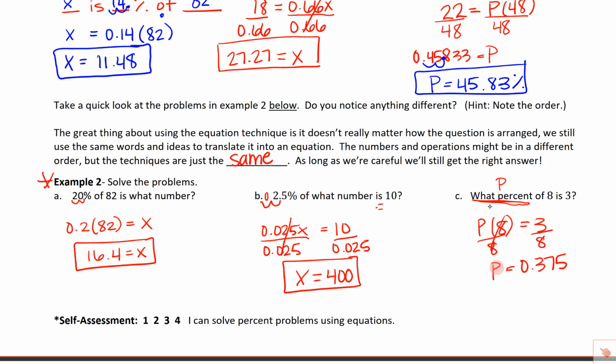Now remember, it says what percent, so we need to change our answer to a percent from a decimal. To do that, we multiply by 100 or move it over twice. So our percent is 37.5. And remember the percent symbol afterwards.